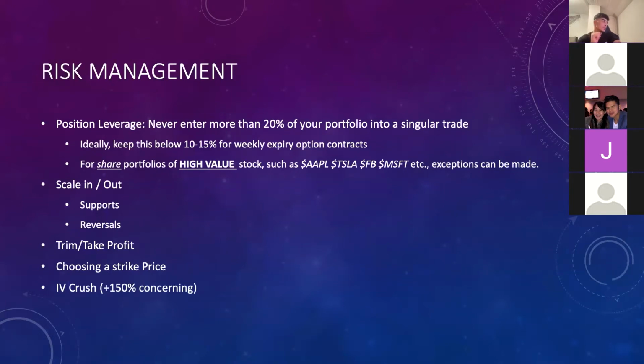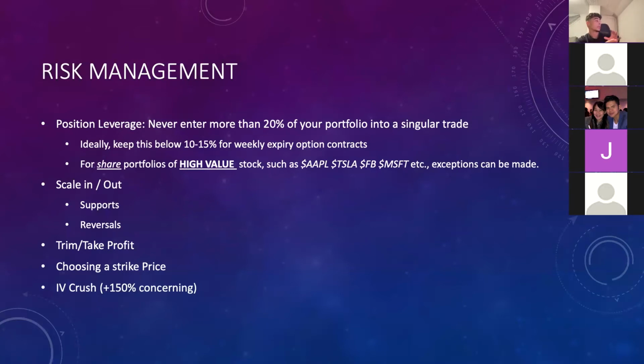So with position leverage, no matter what the scenario may be, never enter more than 20% of your portfolio into a singular trade, especially with option contracts. Because as many of us have seen, you can lose your money in options very, very fast. So if you're going into trades where you're leveraging 20, 30, 40%, and it goes in your direction, that's amazing. Your portfolio is going to look beautiful, but God forbid it doesn't. That's not a scenario you want to find yourself in.